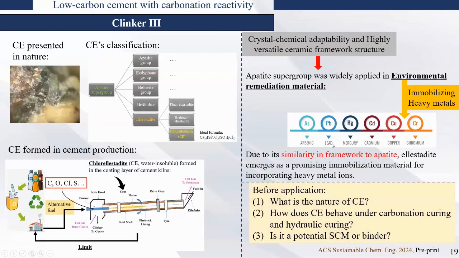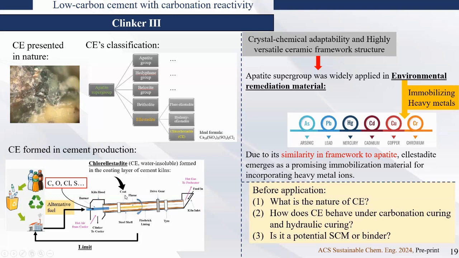Then clinker 3. That's another quite novel mineral phase we developed here at PolyU called chlorellestadite. Chlorellestadite has been discovered in nature and is classified under the apatite supergroup. The apatite supergroup has been widely applied in environmental remediation materials and has the capacity to immobilize heavy metals. Because it is in this category, we guess it has a similar framework to apatite, so it may be a promising immobilization material. CE has been formed and discovered in the cement production process.